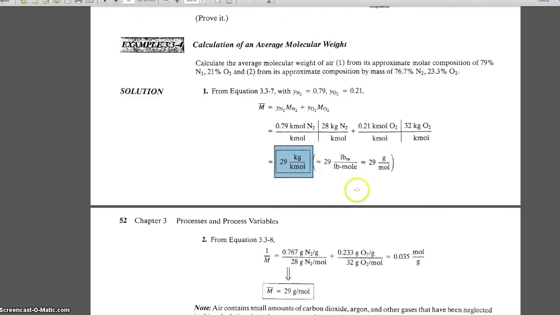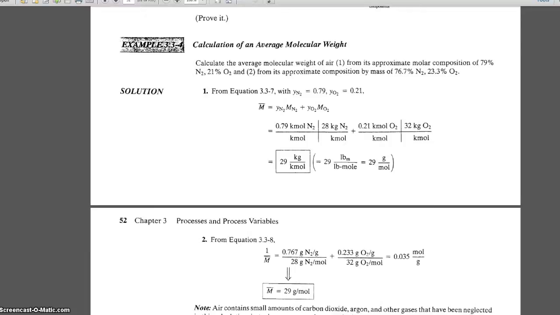That means per kilomole of air it weighs 29 kilogram. If you convert it to pound per mole, you get this amount of value, and you can convert it directly to gram per mole, which is everything in kilo, so that's a multiplication of 1,000.